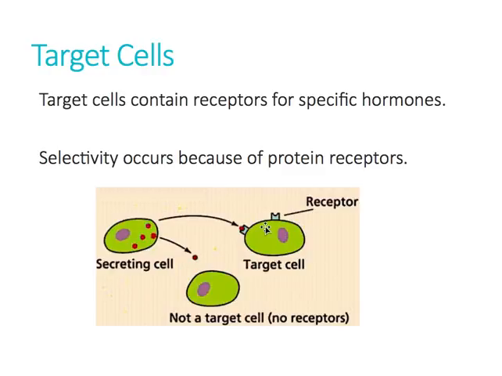So in this situation, on this image here, the secreting cell is releasing a molecule that has bound to the target cell because it has a receptor for that molecule. But the cell down here is not a target cell because there are no receptors for its molecule.